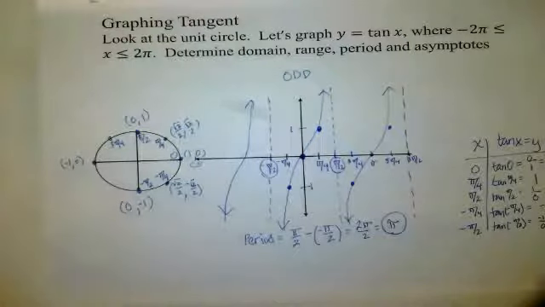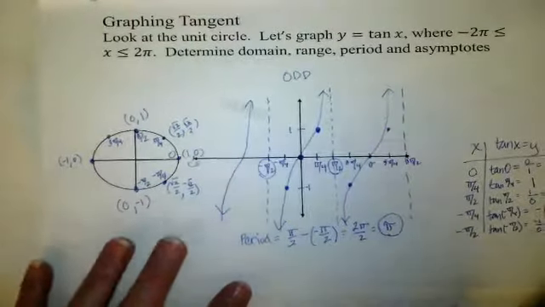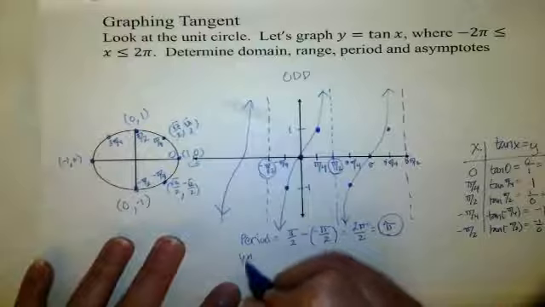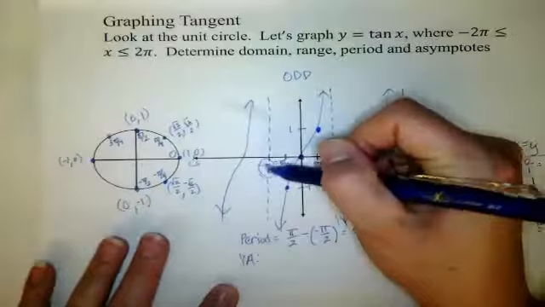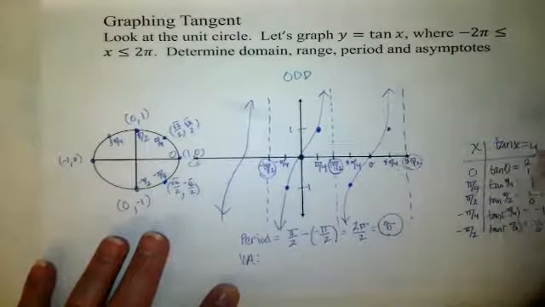How is that different than sine and cosine? What was the standard period for sine and cosine? 2 pi. You've got to know this, okay? So we have asymptotes. The vertical asymptotes for this tangent function: negative 1 pi over 2, 1 pi over 2, 3 pi over 2.